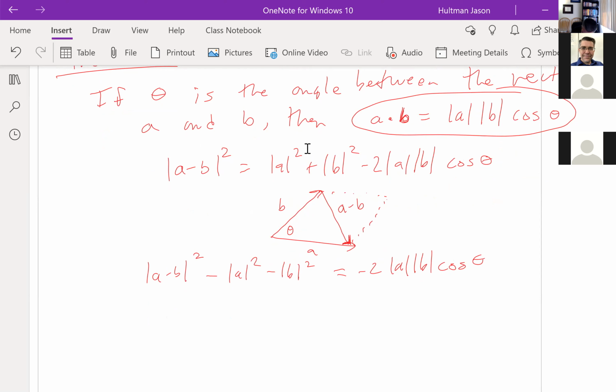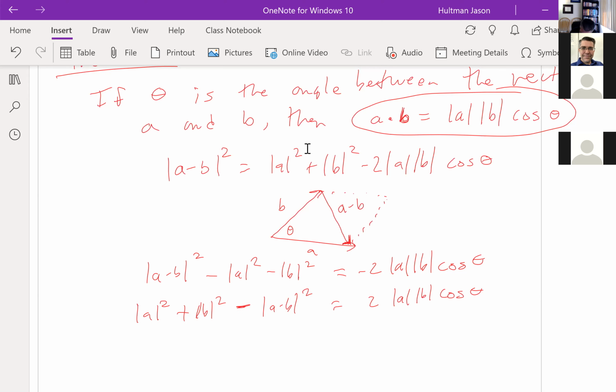Let me think about this for a second. This is the magnitude of A squared plus the magnitude of B squared minus the magnitude of A minus B squared, equal to 2 times the magnitude of A, magnitude of B, cosine of theta. Sorry, I distributed the negative through.